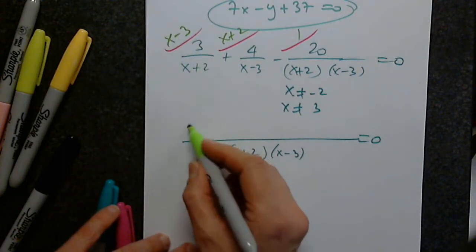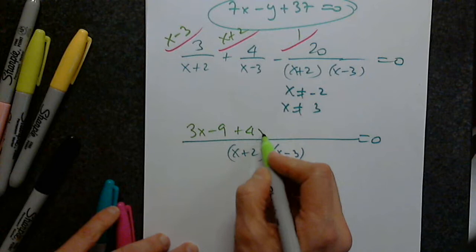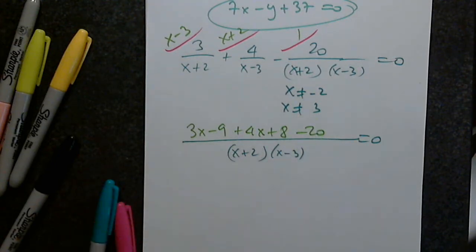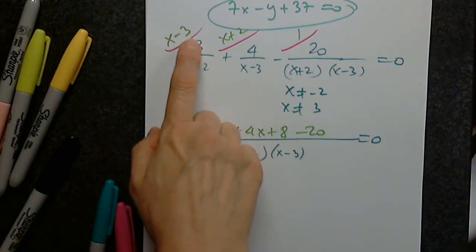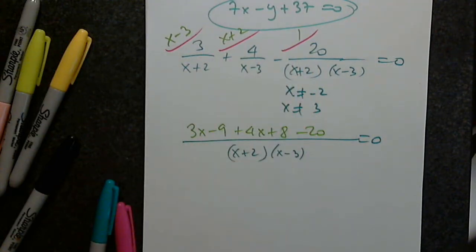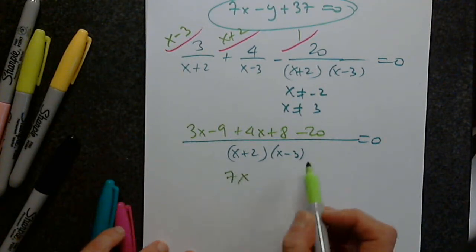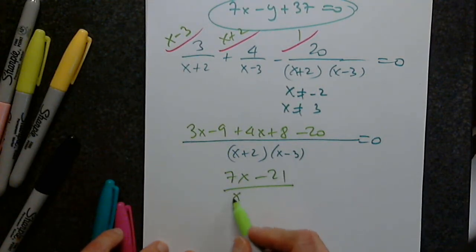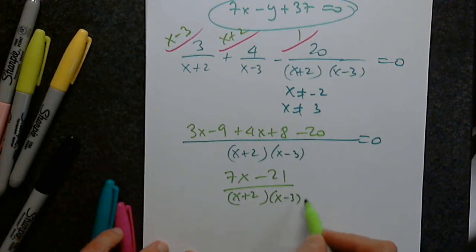Remember to distribute. So we have 3x minus 9 plus 4x plus 8 and minus 20. Now take a moment and look at the top and say yes or no. Yes or no? That should be 3 times x, 3 times negative 9, 4 times x, 4 times 2, and negative 20 times 1. Good. So I have to combine like terms, and I get 7x minus 21 over x plus 2, x minus 3. And now I write 0 over 1.